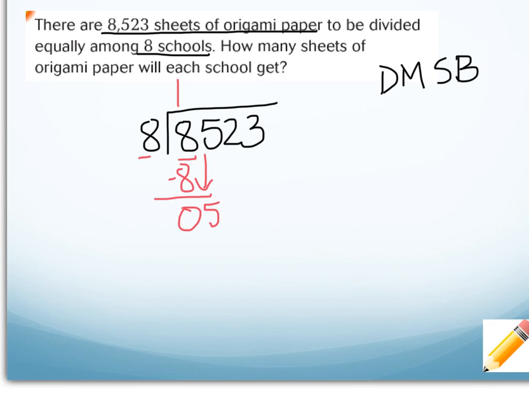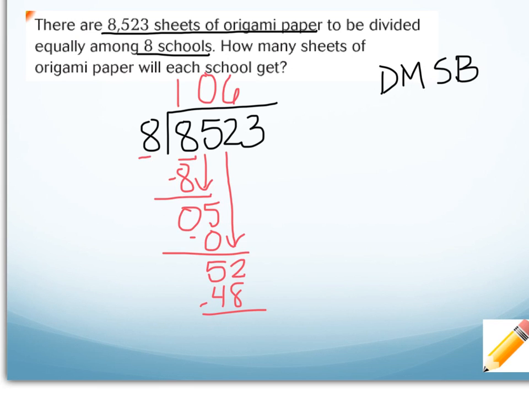I bring down my 500s. 500 split into 8 groups. I can't do that without breaking apart my hundreds. So it goes 0. And 0 times 8 is 0, leaving me still with those 500s. But I bring down my 2, so now I have 52 tens. I knew that 8 times 6 is 48. So 52 divided by 8 is 6. Because 6 times 8 is 48, I'm going to subtract 52 minus 48. 12 minus 8 is 4, and nothing, leaving me with 4 left over.